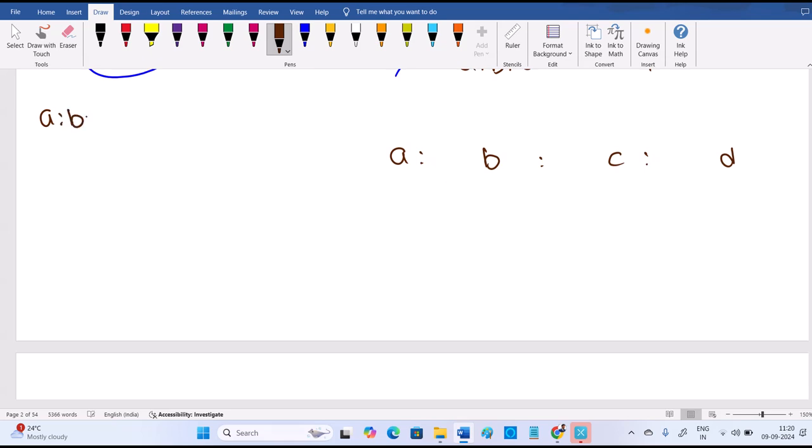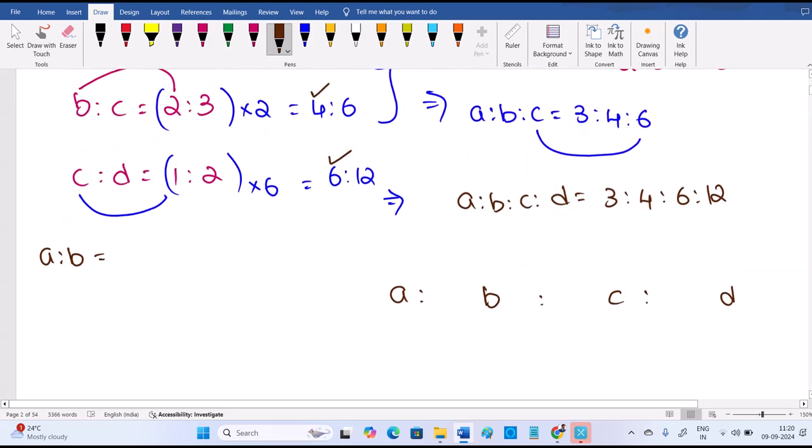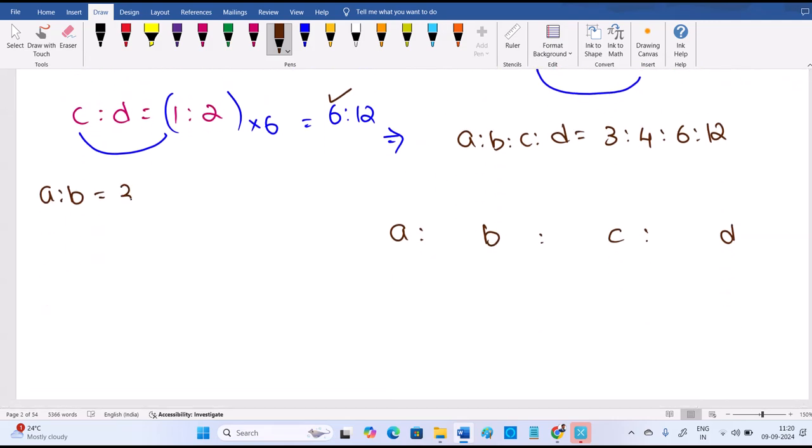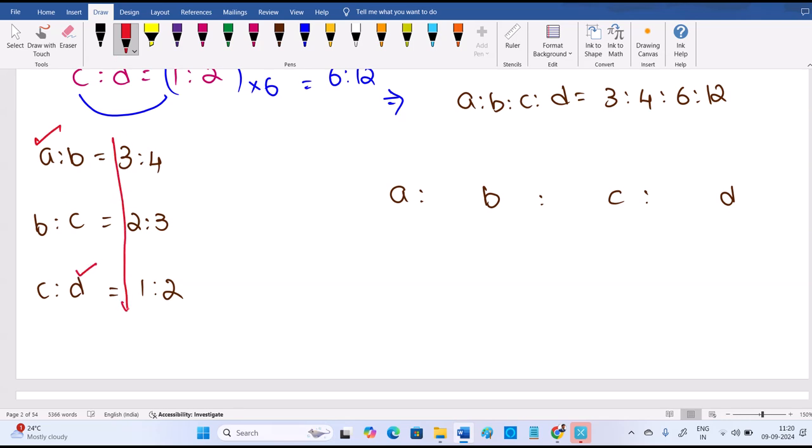A and B is nothing but 3 is to 4. Right, 3 and 4. B and C is 2 and 3. C and D is 1 and 2. Right. Now, guys, see the shortcut. A is nothing but, A is the first one, D is the last one. A is nothing but first column multiplication. Entire left side, A we have to take first column multiplication. 3 into 2 into 1. D is last one, D is last column multiplication.